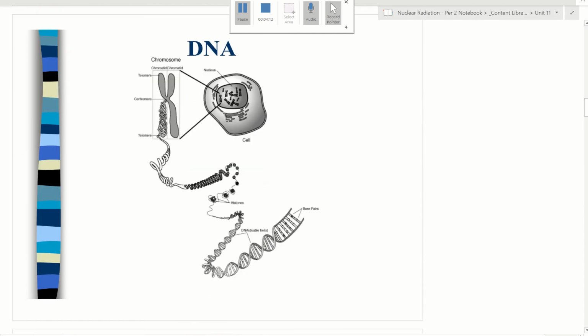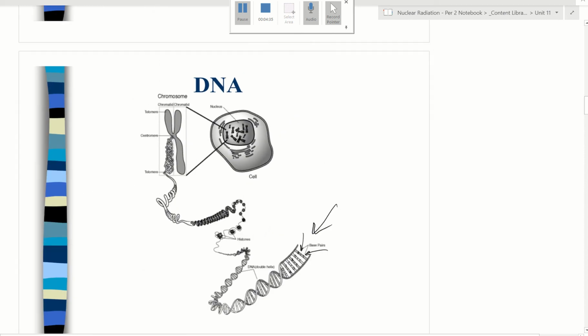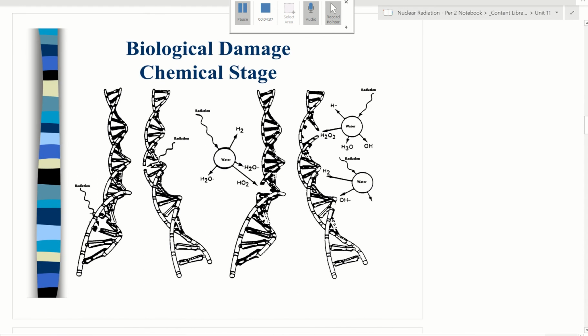So inside the cell, there are chromosomes. The chromosomes are filled with our DNA, and so this double helix that we have, this right here, is our DNA. And what we're mostly interested in are these base pairs. The base pairs there are what codes our DNA, and those base pairs can be flipped around, they can be broken and switched up, and that's when bad things start happening inside us.